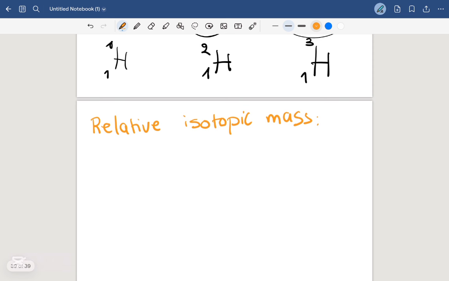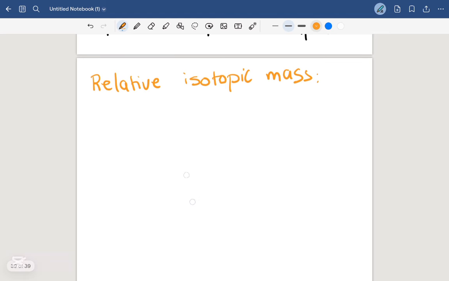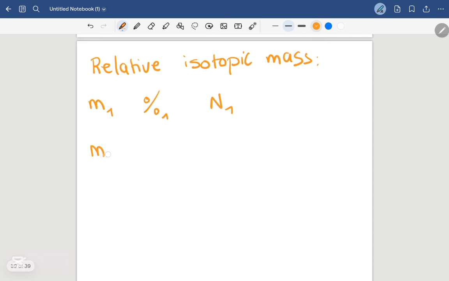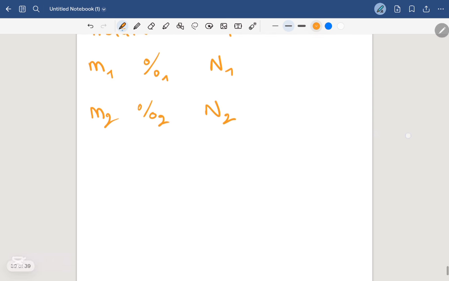So let's say you have the mass of isotope 1, mass 1. And you have its percentage abundance, which is percentage 1. Or you can take it as number n1. This is percentage abundance. Then you have mass 2, and you have percentage 2, or abundance 2. How do you find the relative isotopic mass? Very simply, it's gonna be mass 1 multiplied by percentage 1 plus mass 2 multiplied by percentage 2.